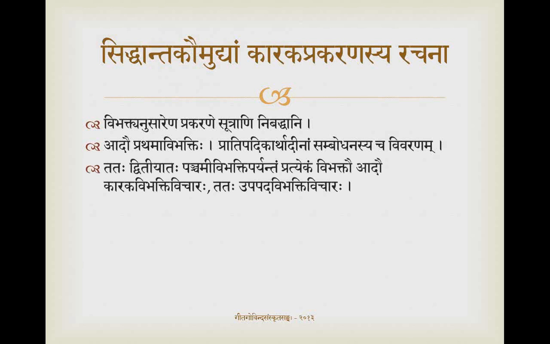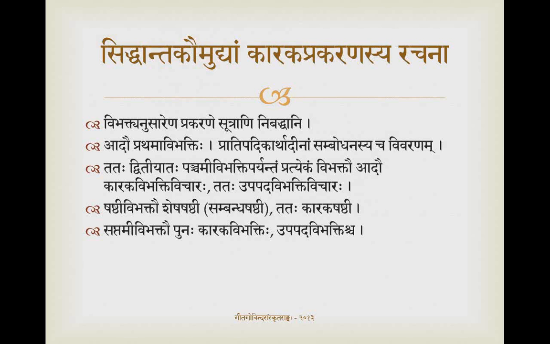Then from Dvitiya to Panchami, you have Dvitiya, Tritiya, Chaturthi, Panchami. In all cases he first gives the Karaka Vibhakti for that particular Vibhakti, and then moves on to the Upapada Vibhakti. In Shashti, initially you have the Shesha Shashti, which is the Sambandha Shashti, and then the Karaka Shashti, where Shashti is given for Karakas. Again in Saptami, you have the Karaka Vibhakti and Upapada Vibhakti. This is how the Karaka Prakarana has been arranged in the Siddhanta Kaumudi, and that is how we will be studying it. Any questions?